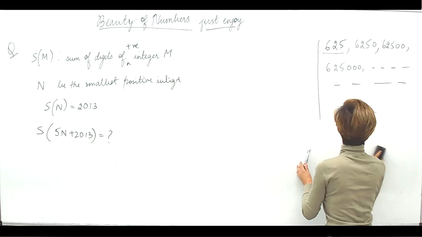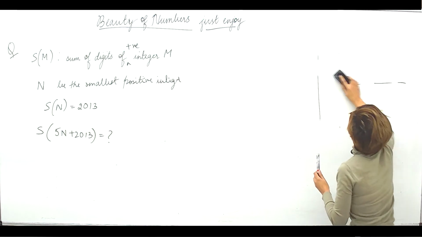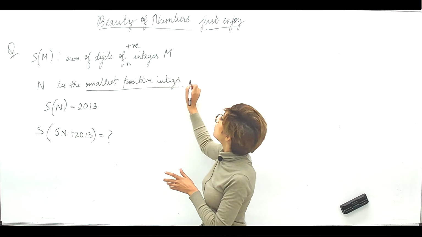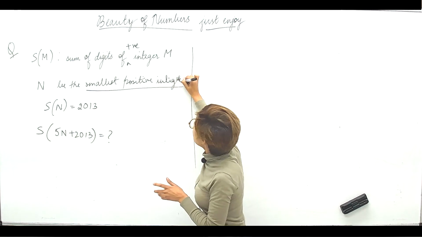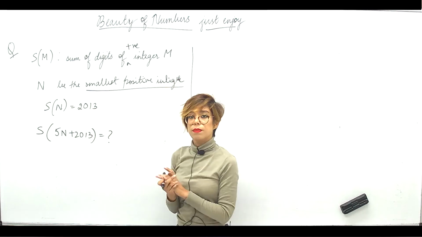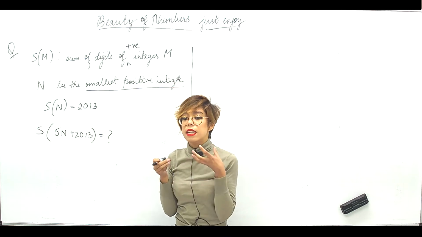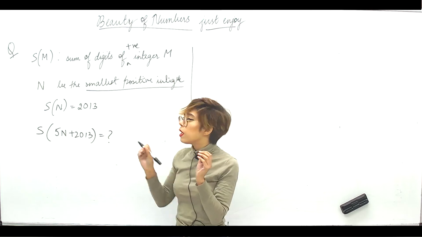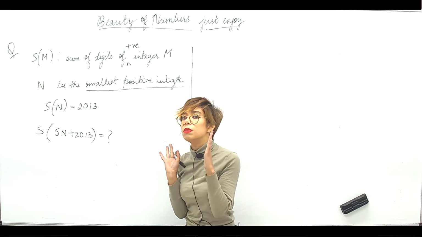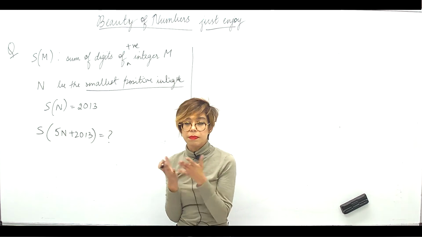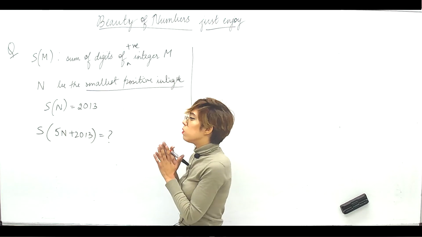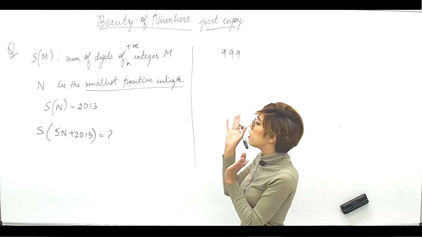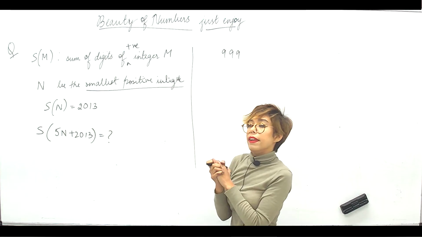Come on, just think about it. Now, n has to be the smallest positive integer, right? And the sum of digits of n has to be 2013. Now, for the smallest number, I want the least number of digits in it, and the sum I need is fixed. That means I want big digits in the number, right? So what was the biggest digit? 9. Yeah, 9. Now how many 9s should come to get near 2013? How many 9?